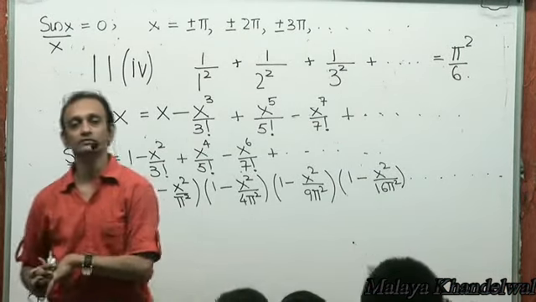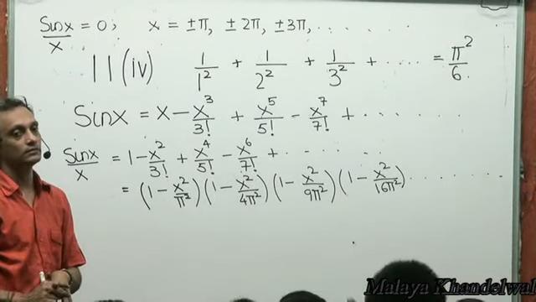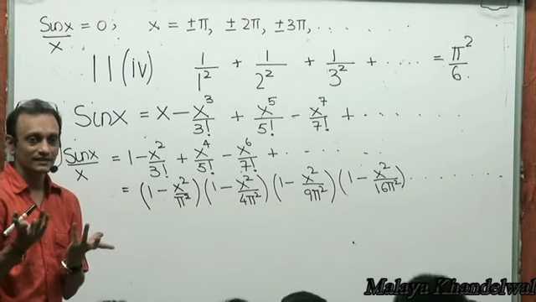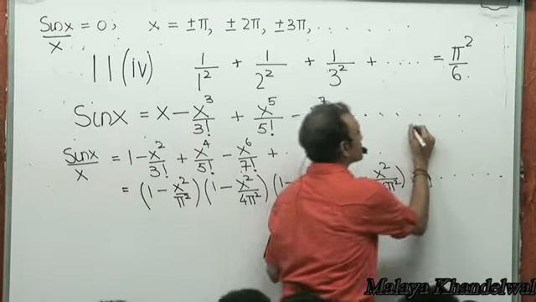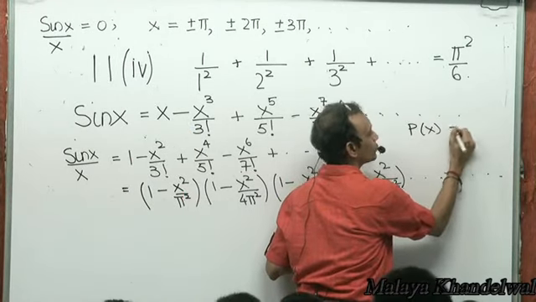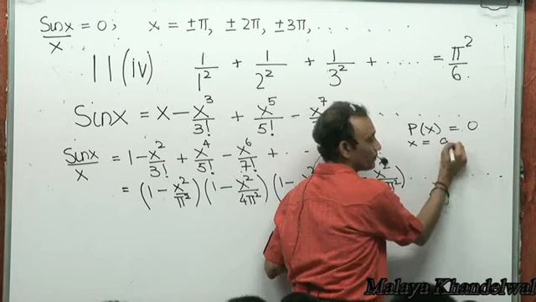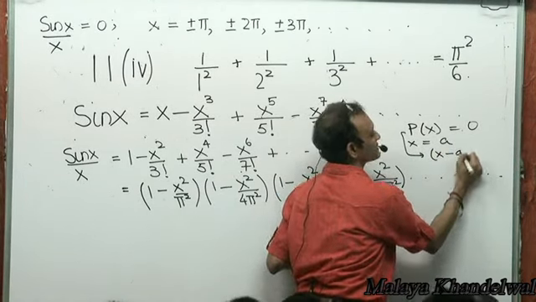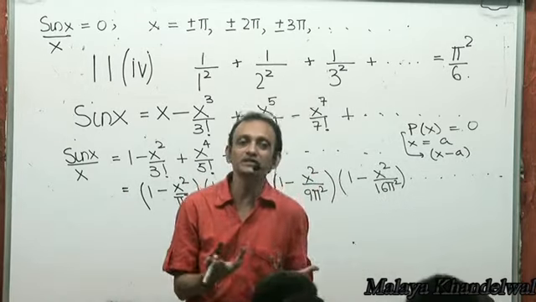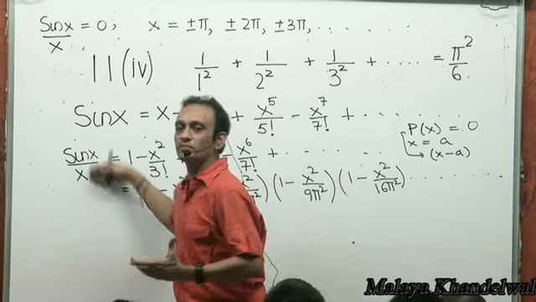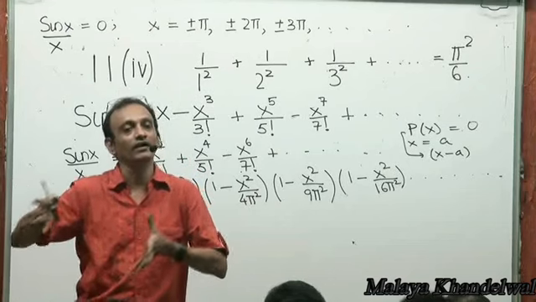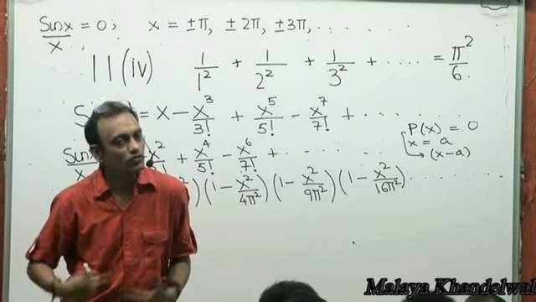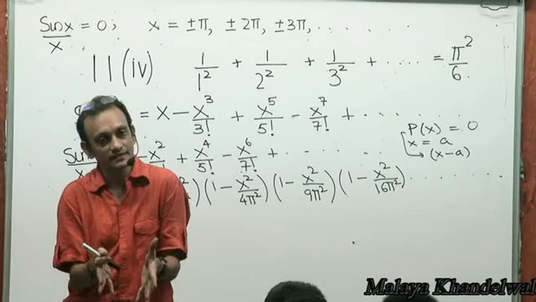These two are true only if sin x by x is 0. How can we be sure? When I factorize, if p(x) is 0 at x equal to a, then x minus a must be a factor of p(x). That's the remainder theorem, right? So if sin x by x is 0 at x equal to alpha, then x minus alpha must be a factor. That's why you find roots, so that you can find factors, right?